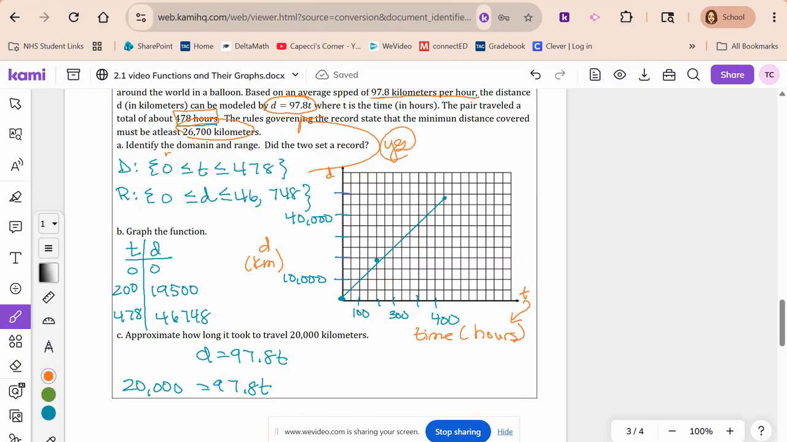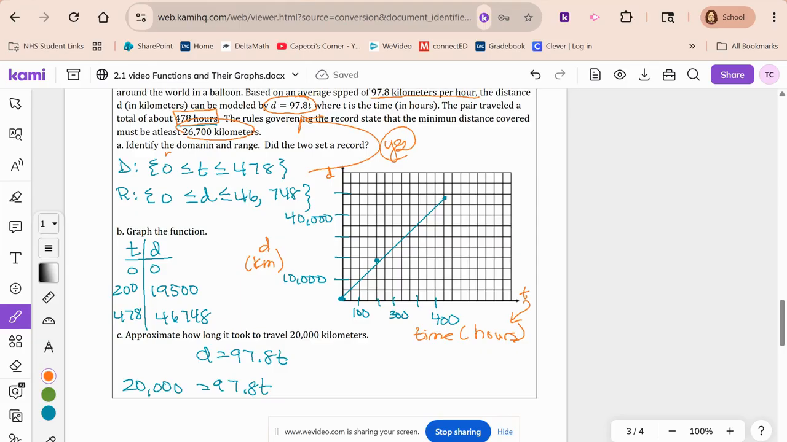Okay, so in this case, we don't have hours on the end. You can see I plotted the points. There's no hours on the end because we are starting at 0 and we're going right to 478 when we're talking about our x-axis, because that's the limit. That's how long they flew. So that's it, right? In that balloon, that was it.